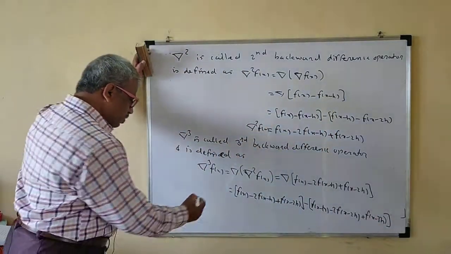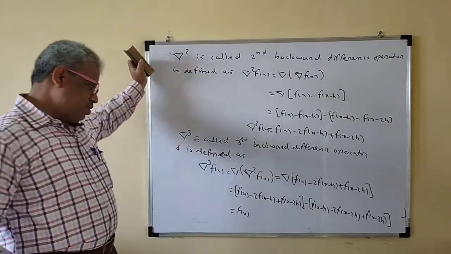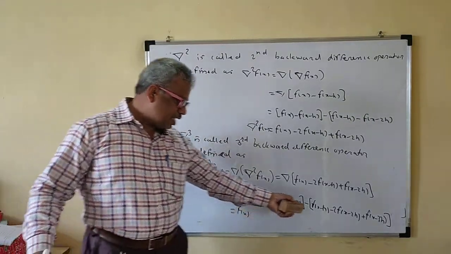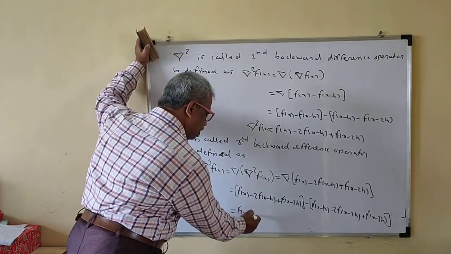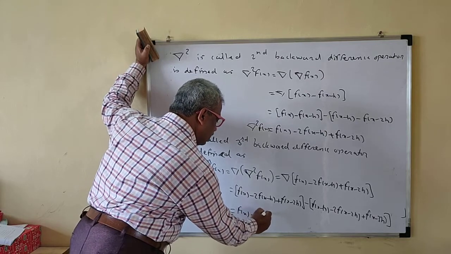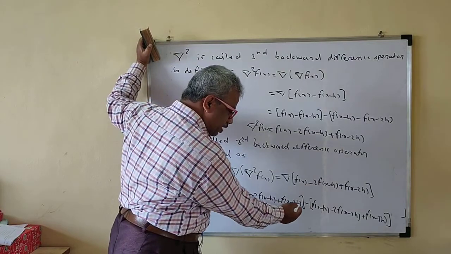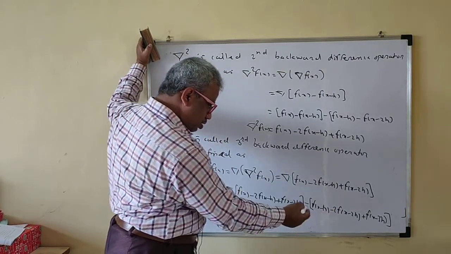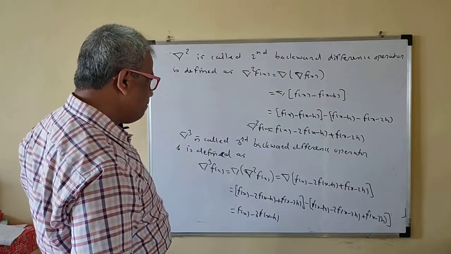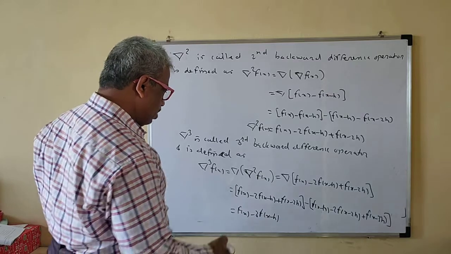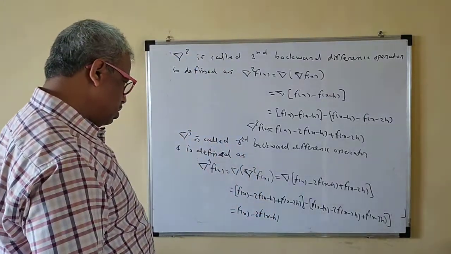After simplification, what we get? F of x will be as it is, because it is a single term. Now this is minus 2 f of x minus h, and this is minus f of x minus h, so minus 2 and minus 1 gives minus 3 f of x minus h. Then plus f of x minus twice h, and the other minus twice h, so it will be what then? Minus minus, how is it?